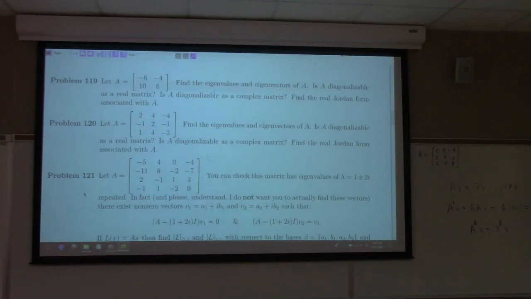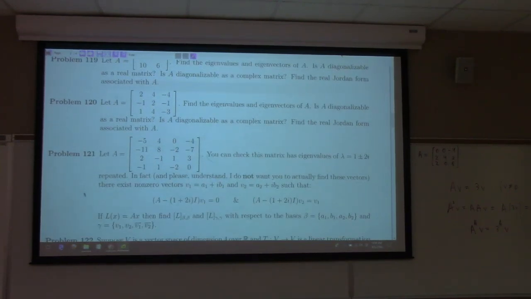But there's a few of these here, right? And for each one of these, I ask about eigenvalues, eigenvectors. Is it diagonalizable as a real matrix? Is it diagonalizable as a complex matrix? Find the real Jordan form associated with A. I have not defined the real Jordan form just yet. Next class, I will start talking about the Jordan form, but I still need to do a little bit more legwork on linear independence of eigenvectors, right?